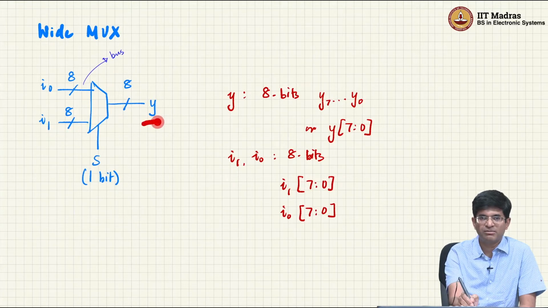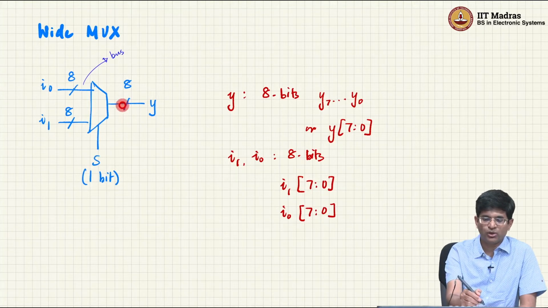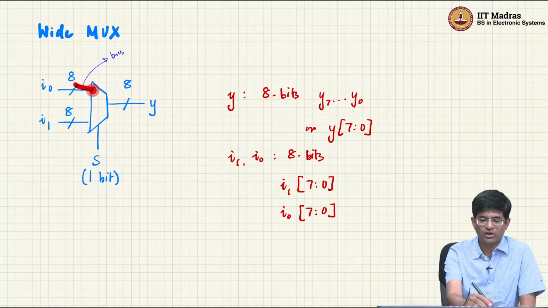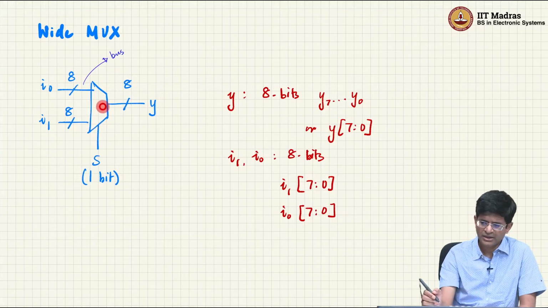So Y is also an 8-bit value. The interesting thing here is at no point am I going to end up with some bits from I0 and some bits from I1 coming through to Y. Y is never going to be a combination of these two. It's going to be either all of I0 or all of I1 coming through separately, right?